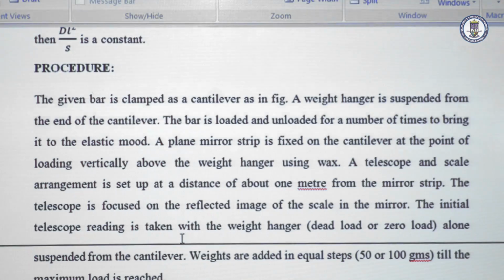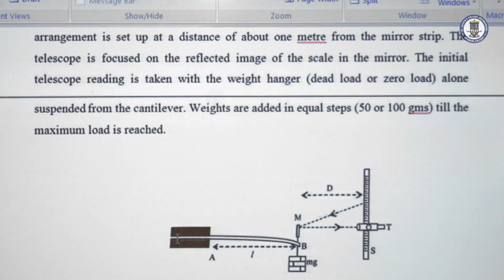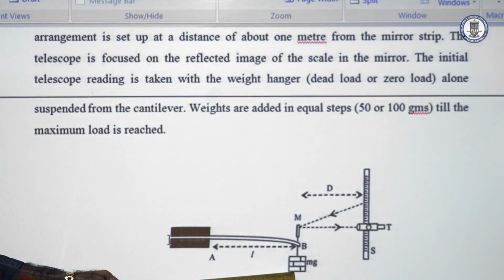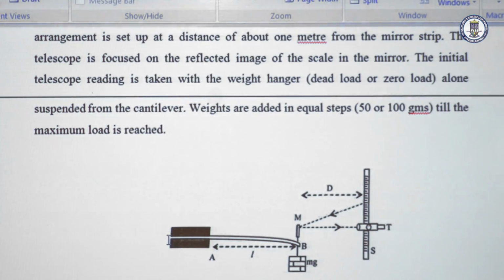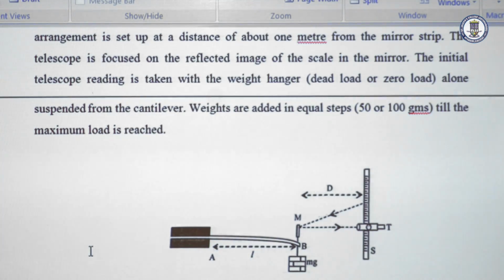Coming to the experimental setup, as we have already seen, one end of the cantilever is firmly fixed, and at the other end of the cantilever we are suspending a mass m, and above the mass m we place the mirror strip, and in front of the mirror strip at a distance of, say, capital D, D is nearly 1 meter, we obtain D as 90 centimeter. Now we are placing the telescope and the scale arrangement at a distance of D. Then on the mirror strip we are getting the image of the scale.